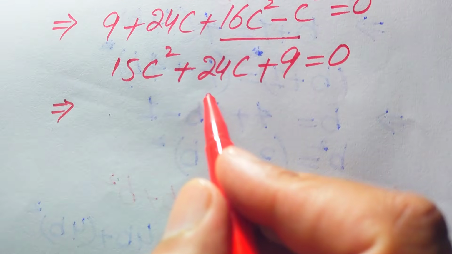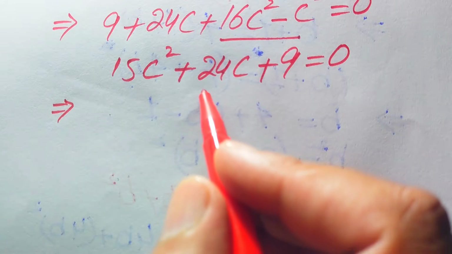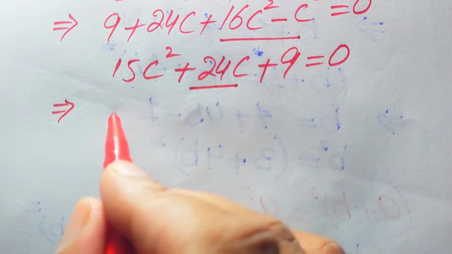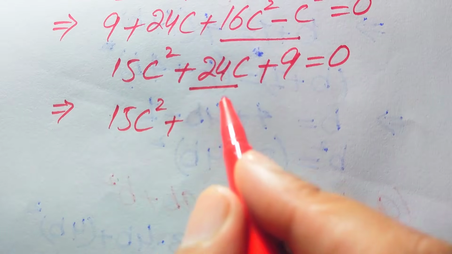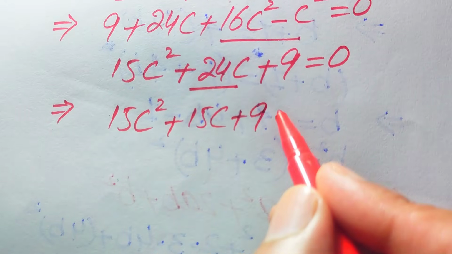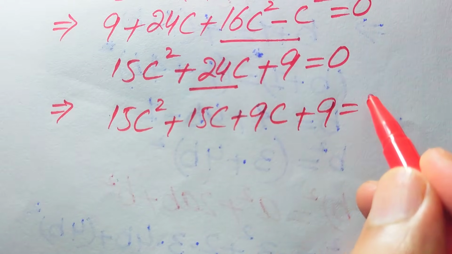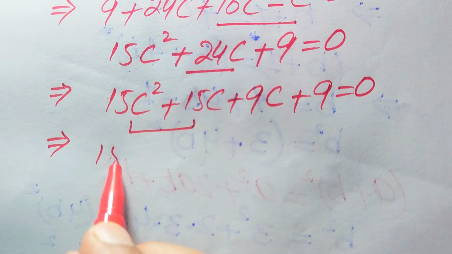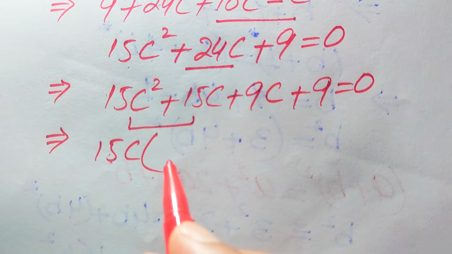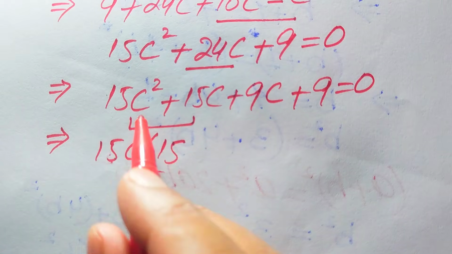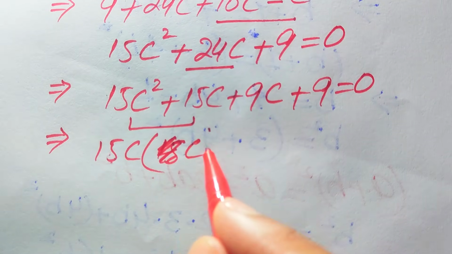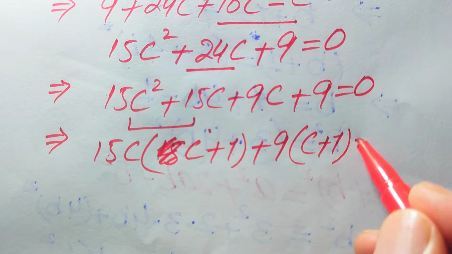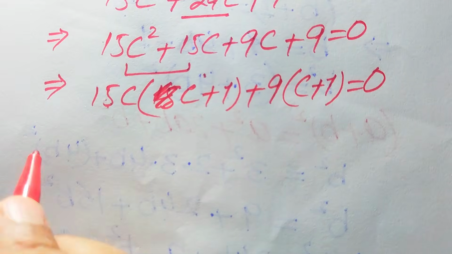Here we use the factorization technique. You can also apply the quadratic formula or any method, but here I use the factorization technique. Now we break the middle term, and we write 24c as 15c plus 9c, plus 9, and this whole equation equals 0. Both of these two terms involve 15c, so we take common 15c from here, and we get c plus 1, and here we take common 9, and we get the remaining values c plus 1, and this whole equation equals 0.